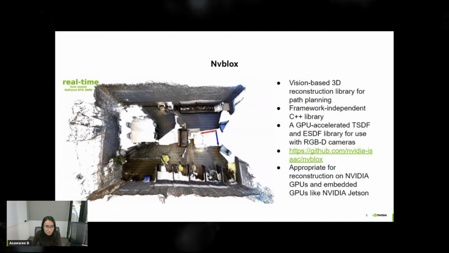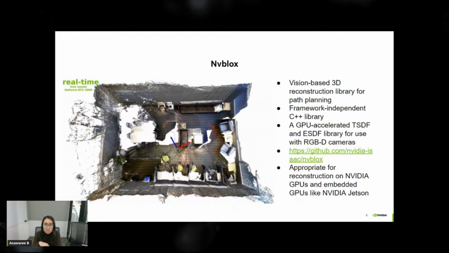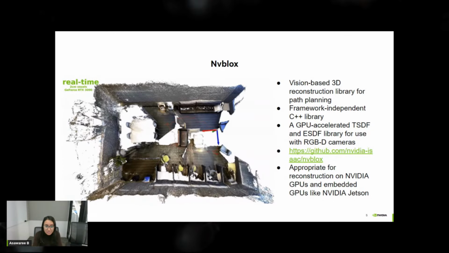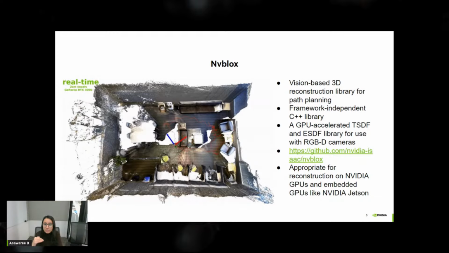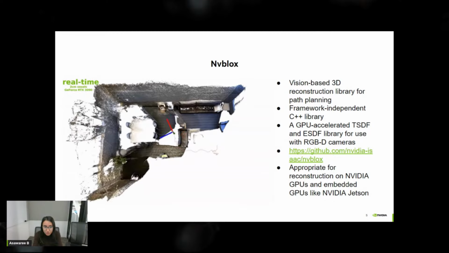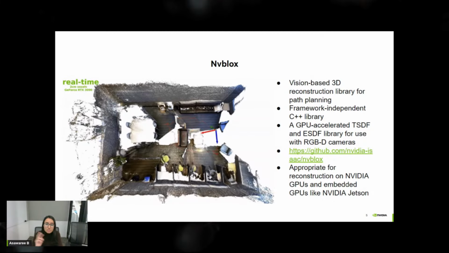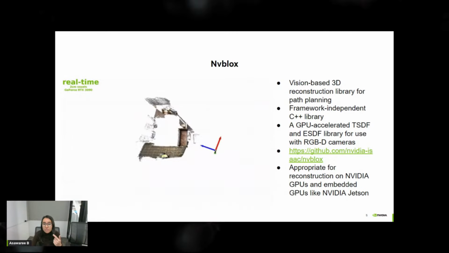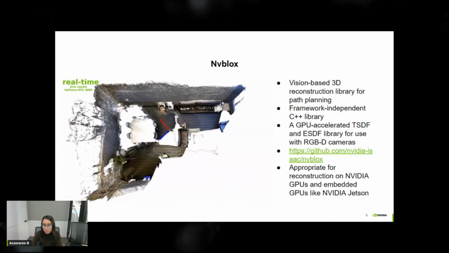Now, Nvblox outputs a 2D distance map. What it does is take a slice of the 3D voxel grid that we just talked about, and that slice is a 2D distance map. So it represents the distance at each point from objects that are reconstructed in the environment. And then this is used by your planner to compute a collision cost map. So this is how both things work together in Nvblox. One is to create the 3D reconstruction, and then one is to find distances within that reconstruction to avoid collisions.